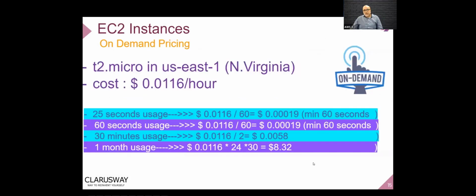So here's just an example. This T2 micro, that's the type of instance. So this is the type T2, and this is the size micro, and we'll talk about that when we get to the console view. But this shows you an example of how you compute it, and for 1 month you're paying $8.32 for this T2 micro.